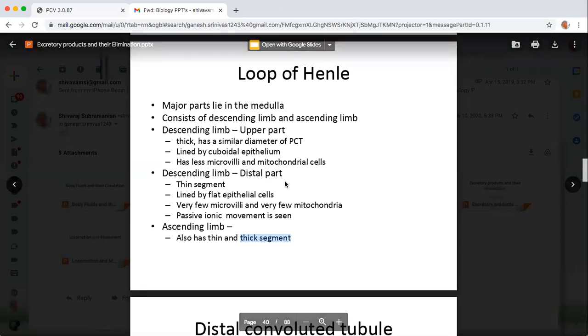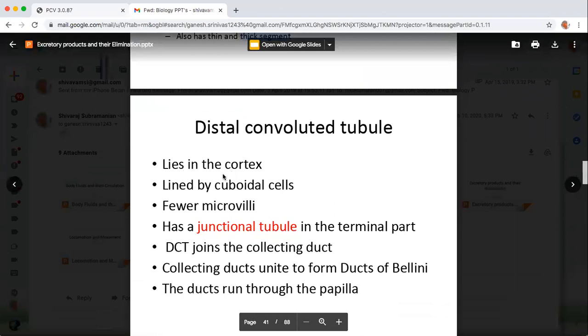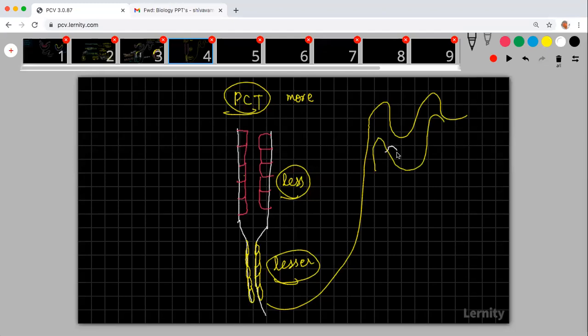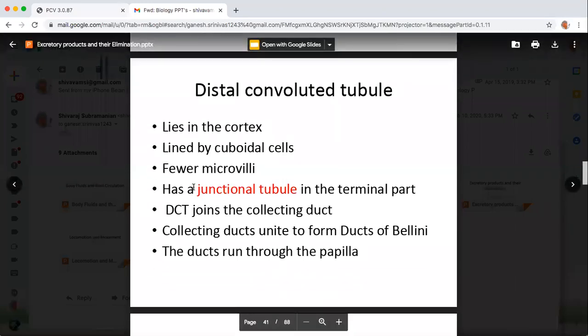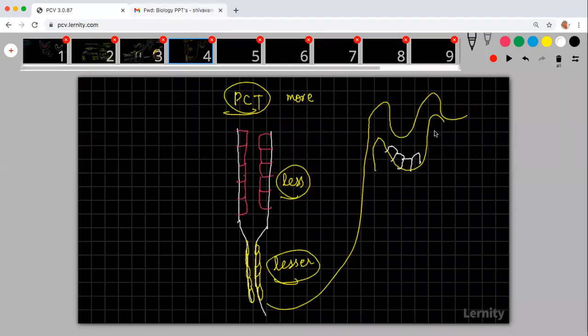Okay, so now we'll move on. Then you have the distal convoluted tubule. The distal convoluted tubule again lies in the cortex. It is lined by cuboidal cells and has fewer microvilli. So it will be lying like this, made up of cuboidal cells with fewer microvilli. It has a junctional tubule in the terminal part. In the terminal part, it will have a specialized tubule called the junctional tubule, a small segment.